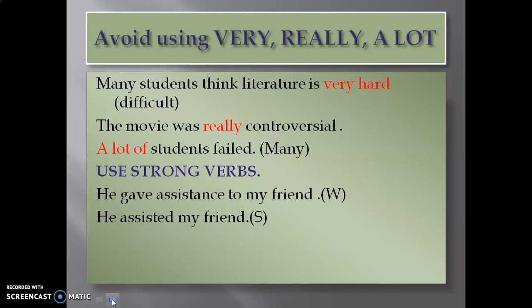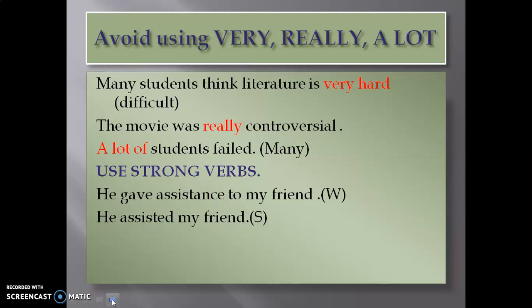Avoid using very, really, and a lot. Many students think literature is very hard. Instead of very hard, we have to write many students think literature is difficult. The movie was really controversial. We mustn't use the word really. What can we do? We cannot use really. The movie was controversial is the right version for you.